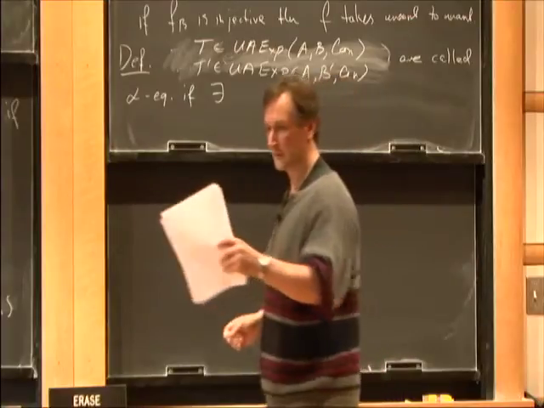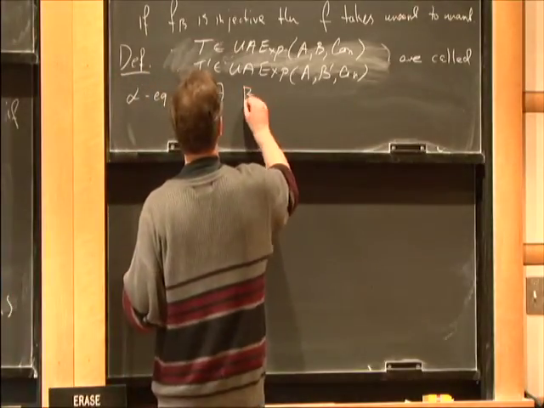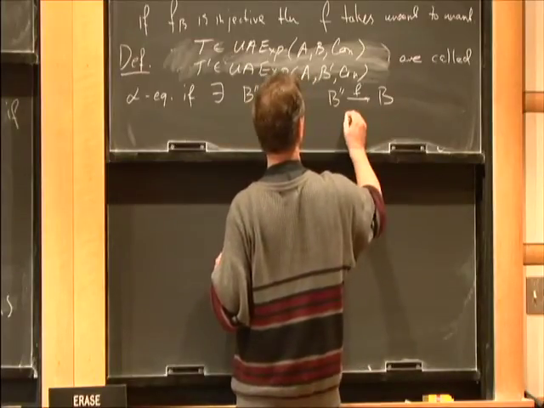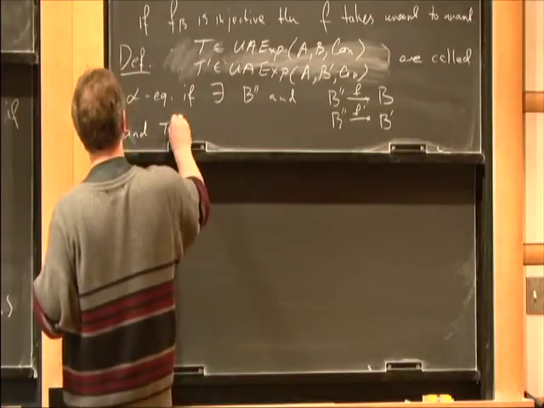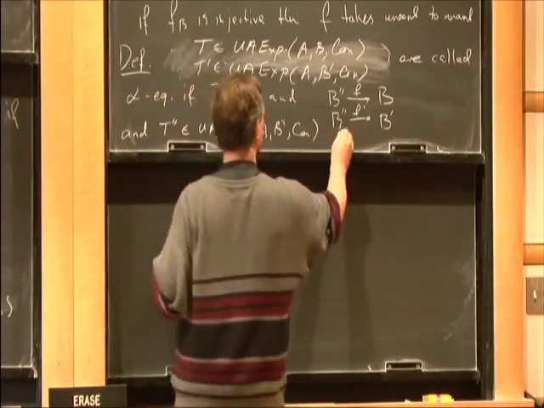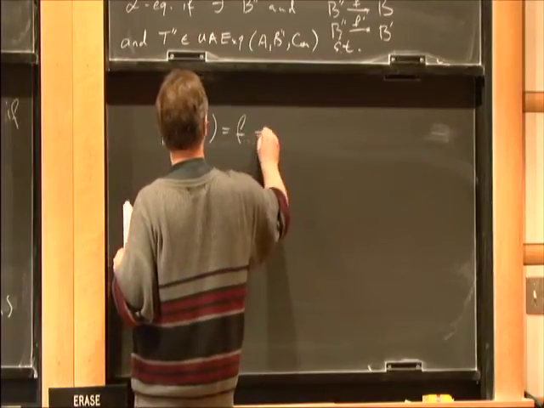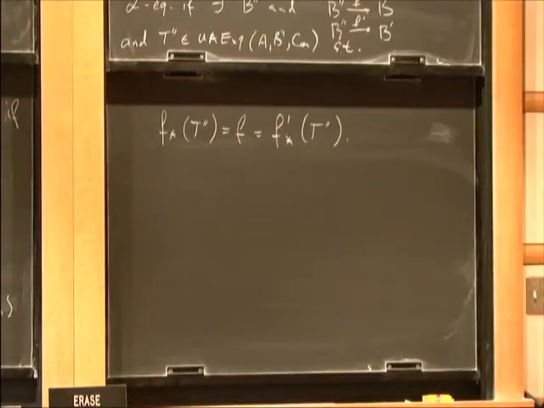And I want to define alpha equivalence, which can allow me to change the domains where the names of bound variables live. So if there exist B2 prime and two functions, and unambiguous T2 prime over the B2 prime such that F lower star T2 prime equals F prime lower star of T2 prime. Again, I think it's correct, but I would be happier when it's formalized.